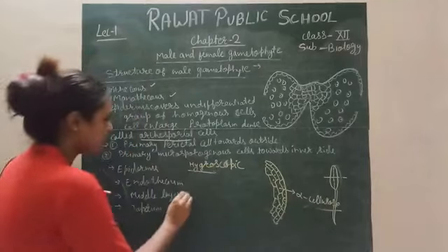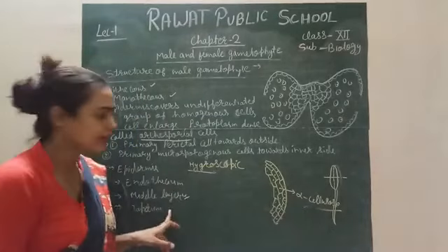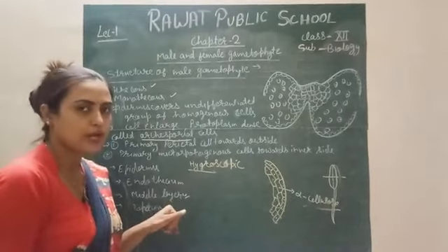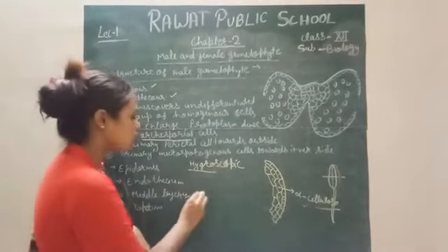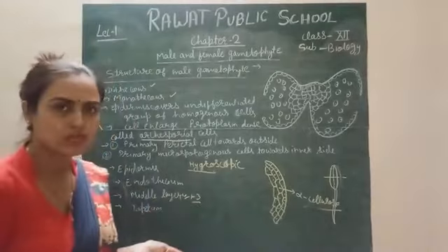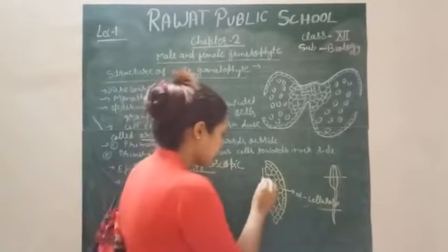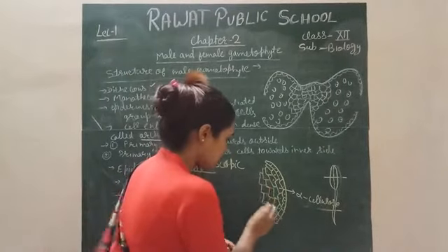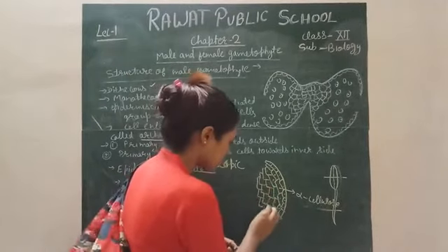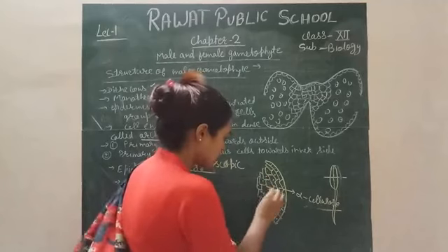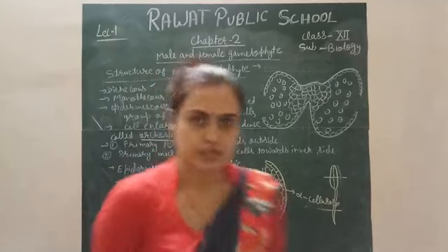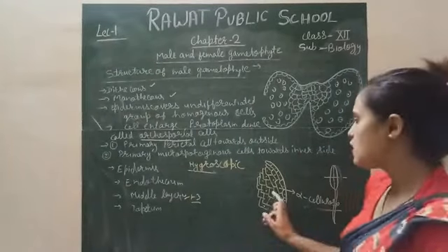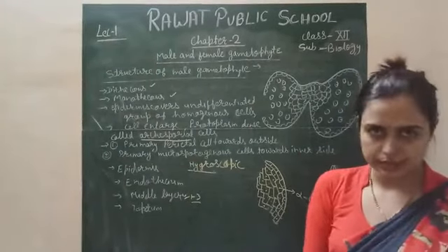Next is the middle layer. This is also a thick layer as compared to the endothecium. Approximately 1 to 3 layers of the middle layer are present. For example, the middle layer of the microsporangia is made up of more than 2 layers, or it may be 3 layers, or more in a few cases. So the middle layer is a very thick layer.